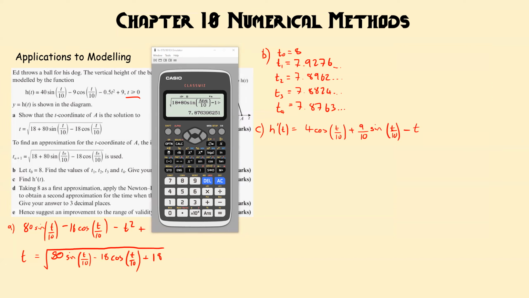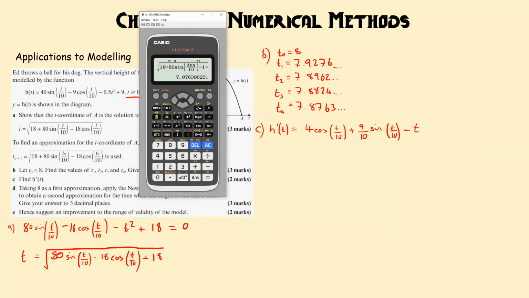And then part D is taking 8 as the first approximation, apply the Newton-Raphson to obtain a second approximation, okay? So part D is we're just going to basically, we've got x1 is 8 or x0 in this case. x1 is going to be equal to x0 minus f of x0 over f dash of x0. So that's just writing it out properly. And we're just going to stick this in using these formulas.